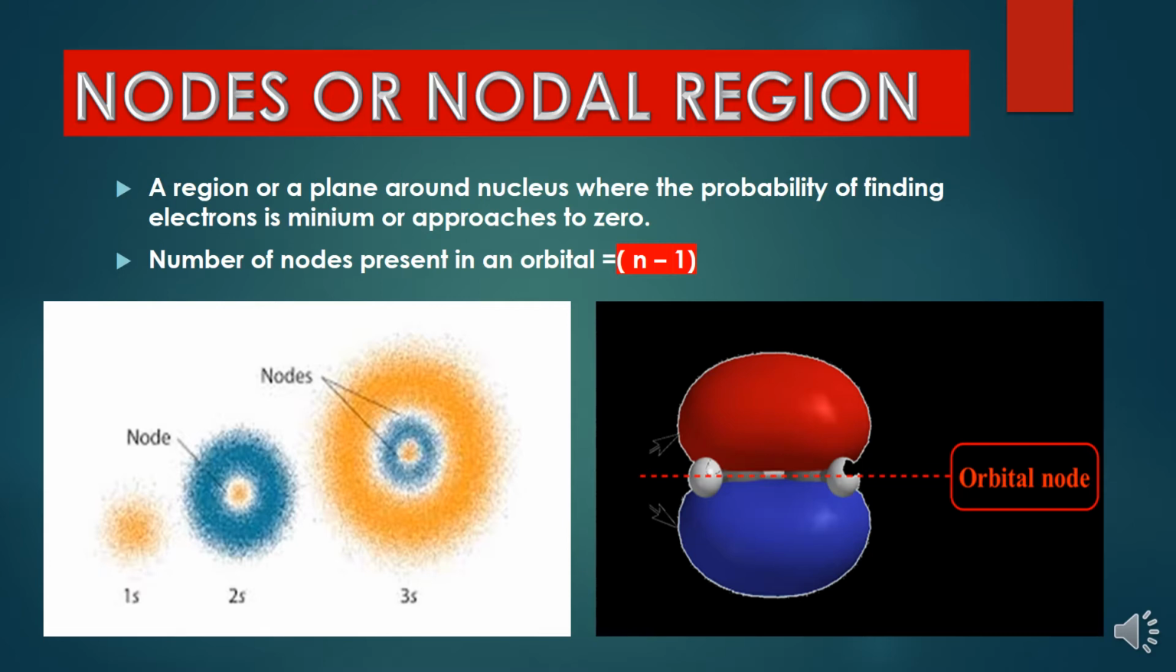And here you can see in the p orbital, between two lobes a plane is there where electron density is minimum. So this is also a kind of nodal plane. So a region or a plane where the probability of finding electrons is minimum or approaches zero is called a node, and the number of nodes present in an orbital is always equal to n minus 1. So with an increase in n, the principal quantum number, the more nodes will be present.